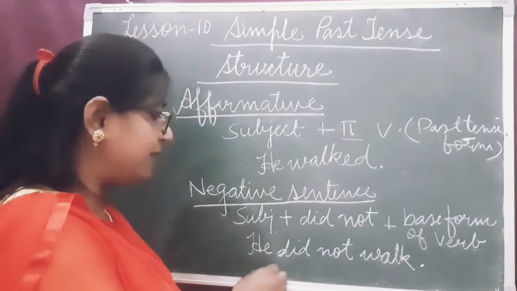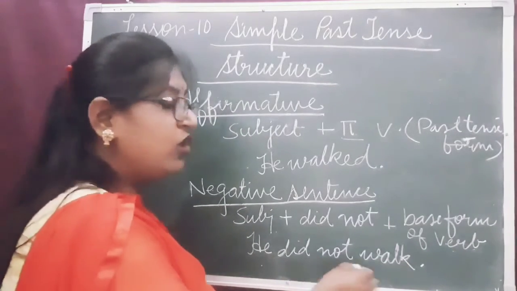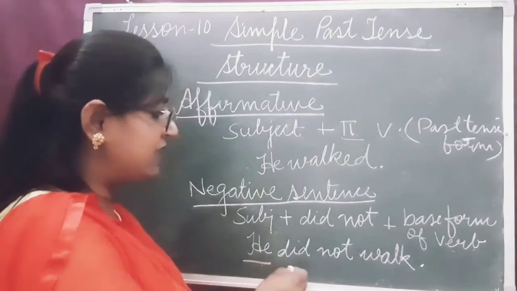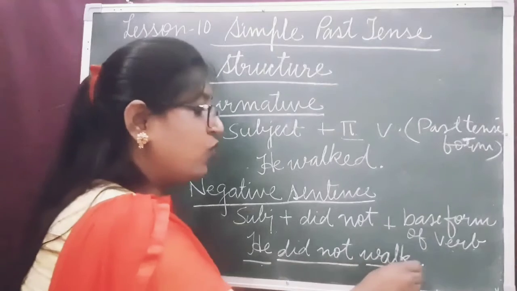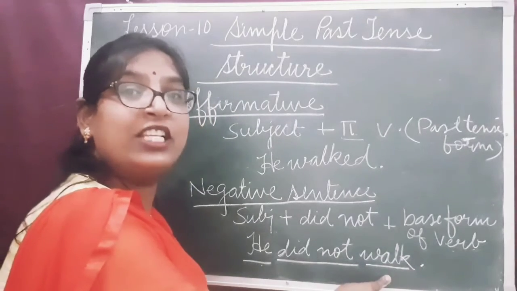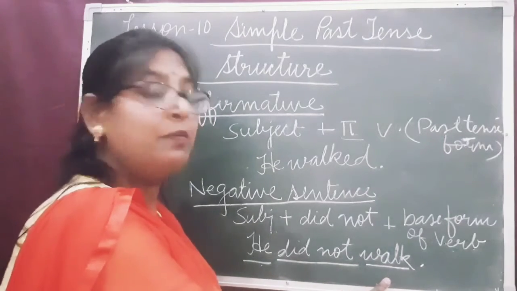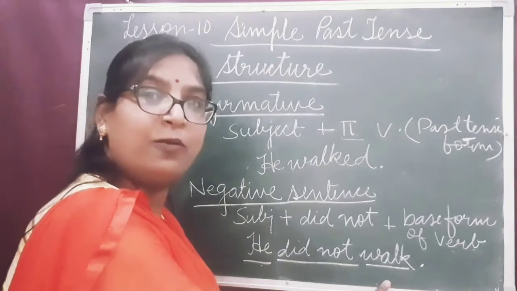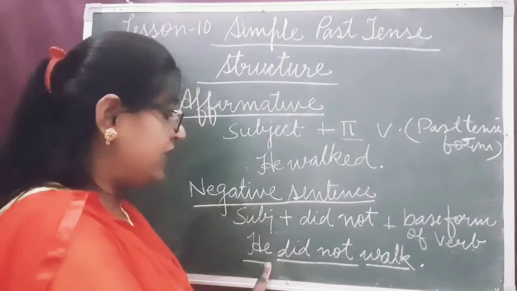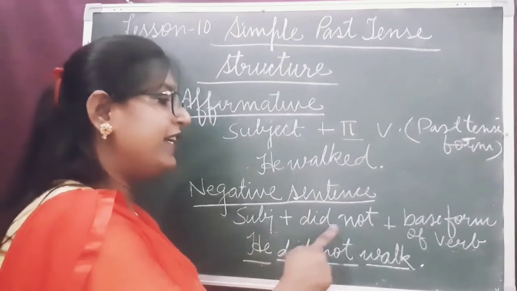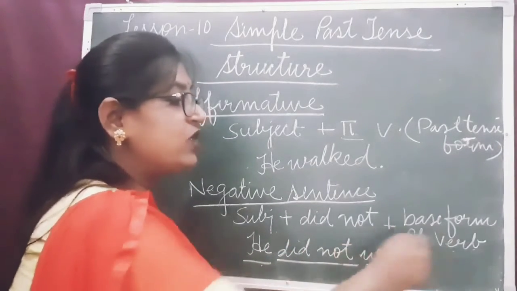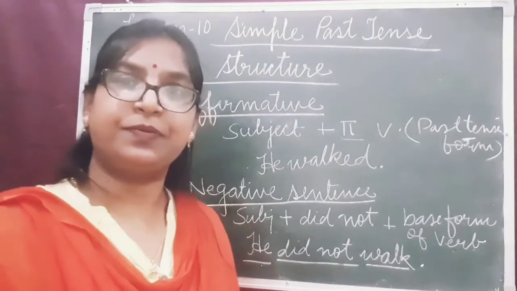Let us see the example. He did not walk. He is the subject. Did not plus walk, the main verb, is in its base form. He did not walk. The structure is subject plus did not plus base form of verb.